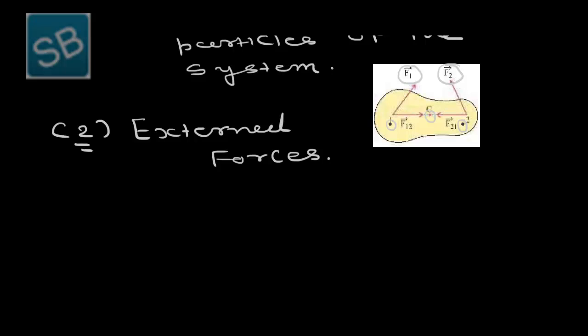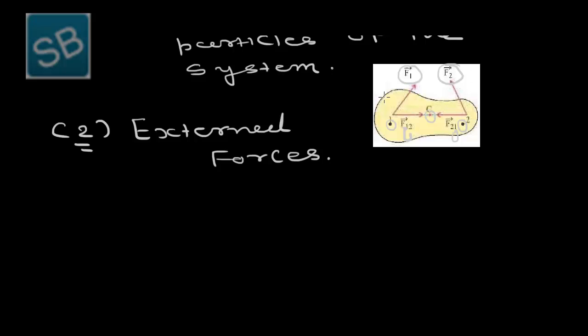So this is the figure by which we will explain the internal forces of the system, and the second kind is external forces of the system. Here you see that here is particle 1, here is particle 2, and the direction of force is towards the center of mass. This is F12 and this is F21, meaning force on particle 2 by particle 1, and force on particle 1 by particle 2.